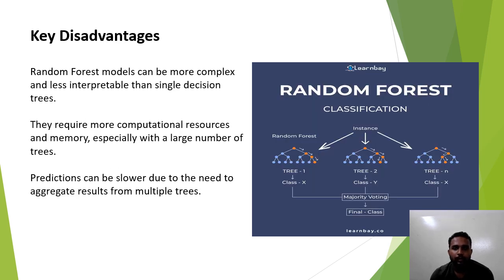Key disadvantages. Random forest models can be more complex and less interpretable than a single decision tree. They require more computational resources and memory, especially with a large number of trees. Predictions can be slower due to the need to aggregate results from multiple trees.